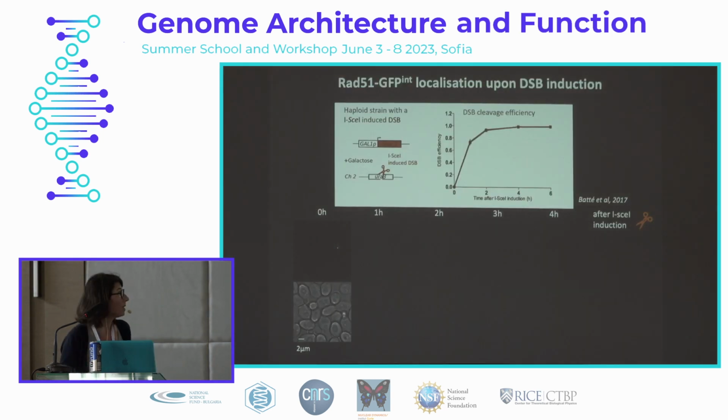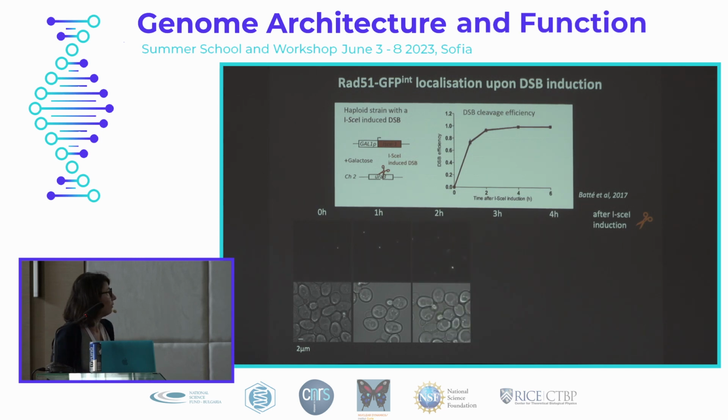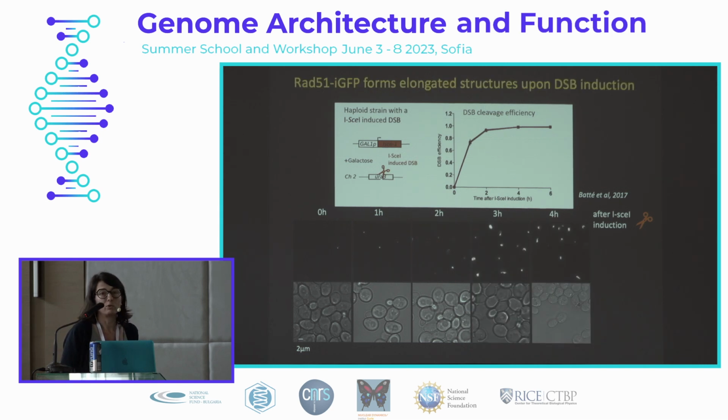So now we can look at them in living cells. We use this system where we induce a single double-strand break at a specific locus in the genome by switching the cells to galactose. By 2 hours of induction, most cells will have experienced this double-strand break. At time 0, without any induction, we see from time to time a few percent of the cells with a focus, which is probably due to spontaneous damage. After 1 hour, you see more of them. At 2 hours, a bit more, and you start to see elongated structures. And at 3 and 4 hours, you really see very long structures, which we call filaments.